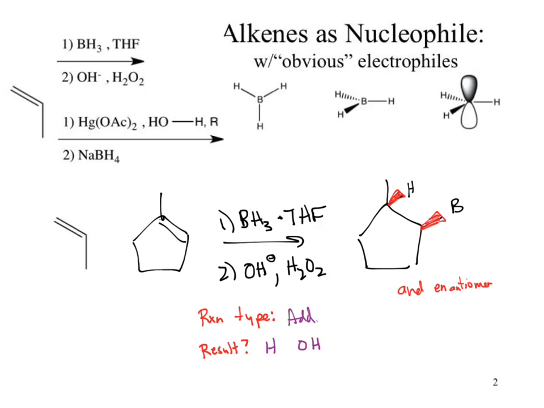Swaps the boron for an OH, and it does it in the exact same position. And what we end up with is our hydrogen and our OH added on the same side of that ring. Both of them are wedged, plus the enantiomer, both the hydrogen and the OH dashed.